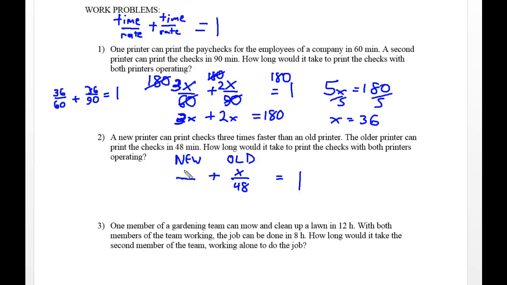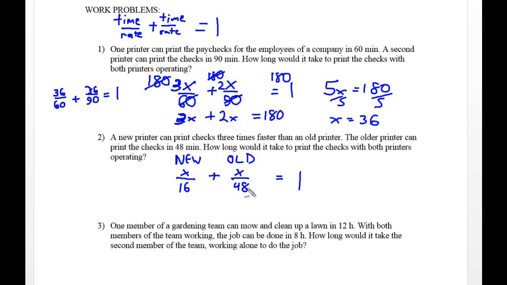Now we need the equation for the new printer. The x in the numerator is going to be how long it took to finish that job. It's the same x as the one over here, but it says the new printer can print checks 3 times faster than the old printer. Now, one of the common mistakes is people multiply the 48 by 3, but that would make the printer slower. So we're going to divide the 48 by 3, which makes 16, so this new printer is 3 times faster than the old printer. The new printer has a shorter runtime than the old printer.